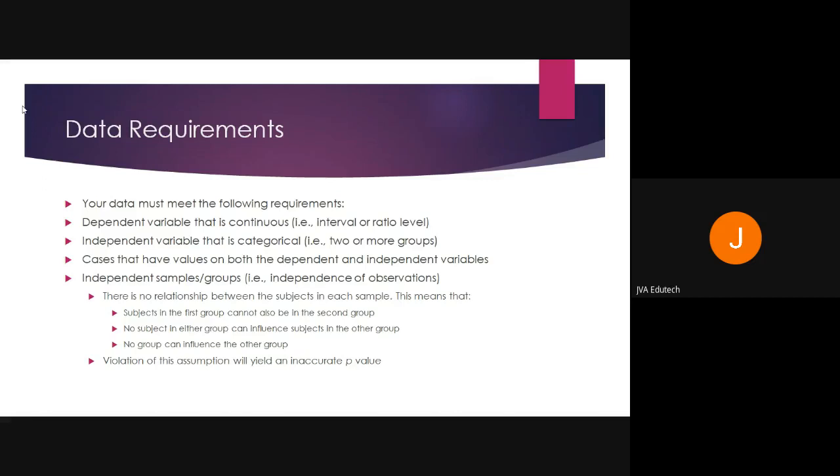So the data requirement for conducting this test is that your dependent variable should be continuous. The independent variable should be categorical, because you have divided into two groups, meaning only categories. Your dependent variable is continuous, measured on an interval or ratio scale. And then you have cases that have values on both the dependent and independent variables. Whatever observation you are taking, whatever phenomenon you are testing, it should have values on both the dependent and independent variable.